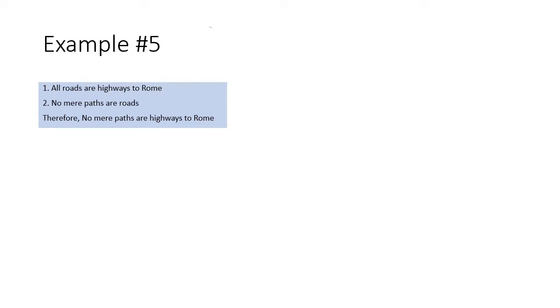Alright, here's example number 5. We have all roads are highways to Rome. No mere paths are roads. Therefore, no mere paths are highways to Rome. So here is another situation where everything is universal. So the first thing is to identify our terms. The subject of our conclusion is mere paths. The predicate is highways to Rome. And that leaves roads as our middle term.